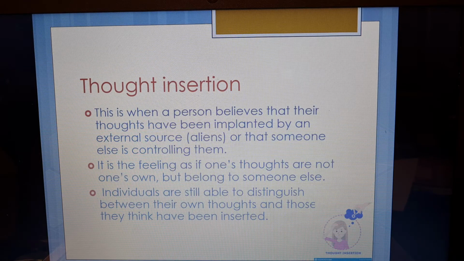So the first symptom, thought insertion. Thought insertion is where the schizophrenic patient believes that thoughts have been implanted into their head by some sort of external source, such as aliens, or they might believe that somebody else is controlling them, like the FBI or the police. They often feel that their own thoughts are not actually their own, but belong to somebody else. They are still able, however, to distinguish between their own thoughts and those that they think have been inserted by other people. So it's almost like a voice that they hear sometimes, which is not their own voice, and they can identify and recognize that it is not their own voice.